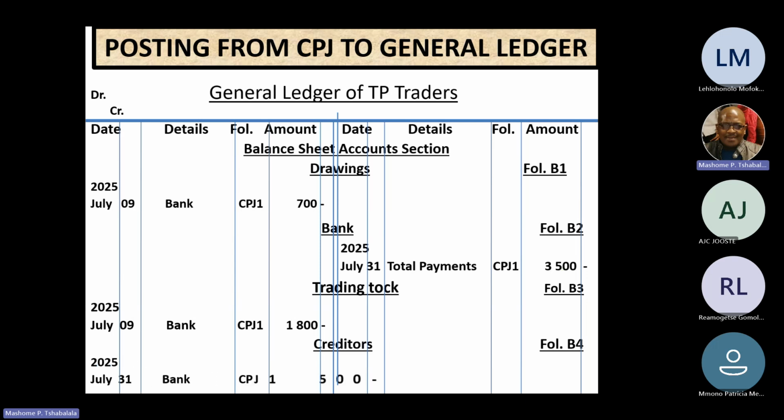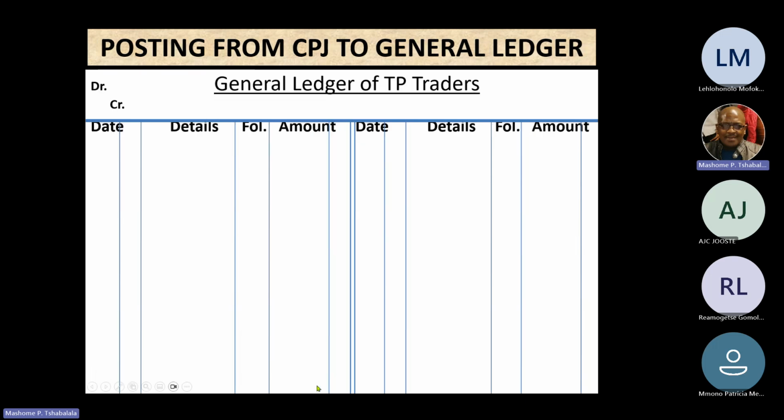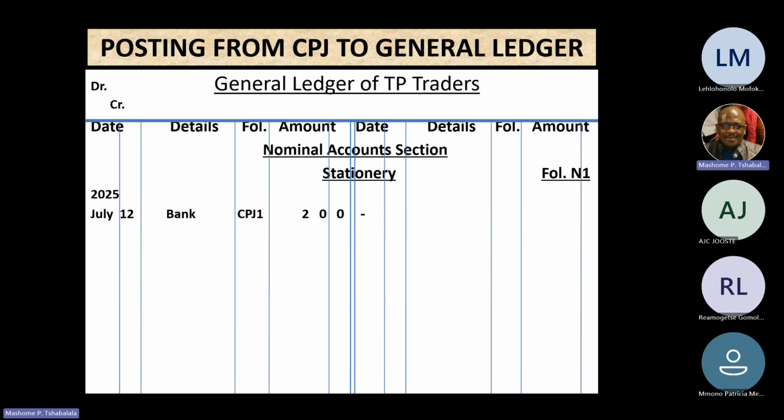Now on the creditors, we have paid the creditors 500. When we pay the creditors, the total amount of 500 is included in this total payment. Then it will be debited on the creditors. Remember, creditors is a liability. They decrease on the debit side. Now under the nominal account section, we'll be having the stationery. The stationery will be an expense of the business. It will be debited with 200 rand. Then we have wages. Wages is also an expense. It will be debited with 300 rand.